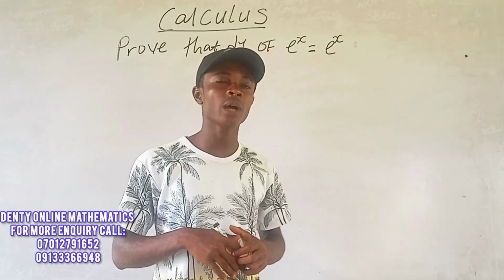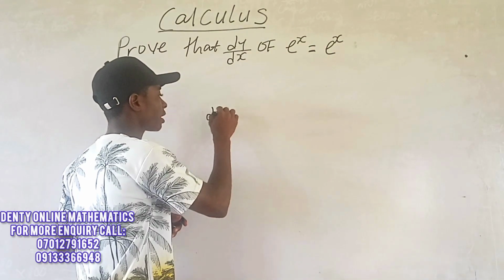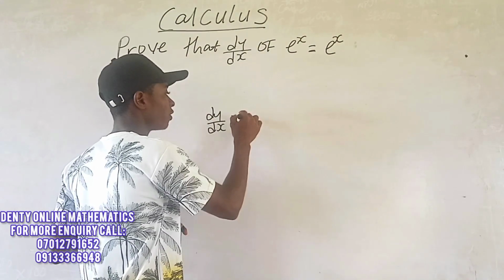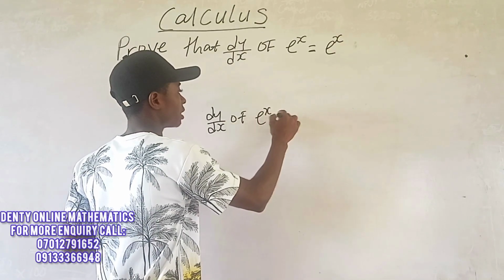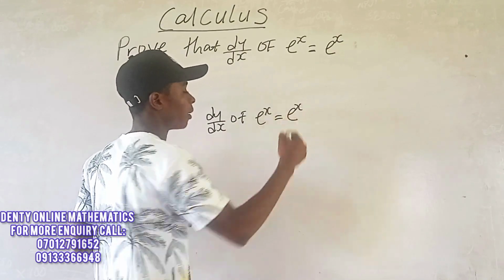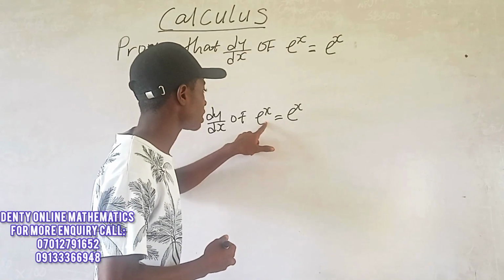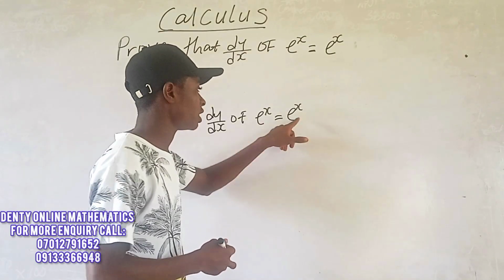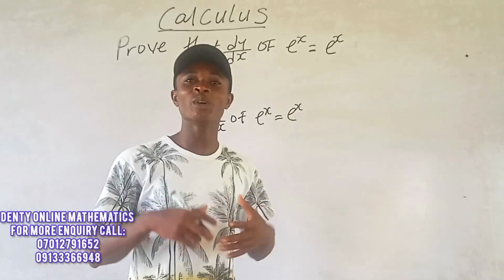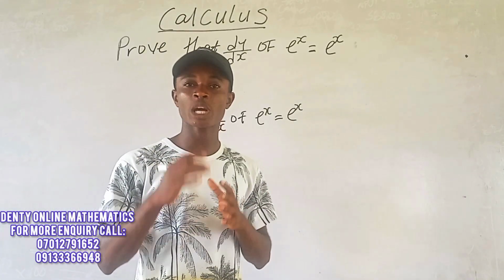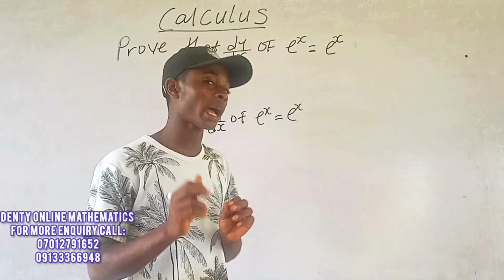It's very simple. Many people out there know that dy over dx of exponential power x is the same thing as exponential power x. And if you ask them why the derivative of exponential power x is equal to exponential power x itself, they will say they don't know, but they know that it is the same thing. Which means they are just saying it without a proof.